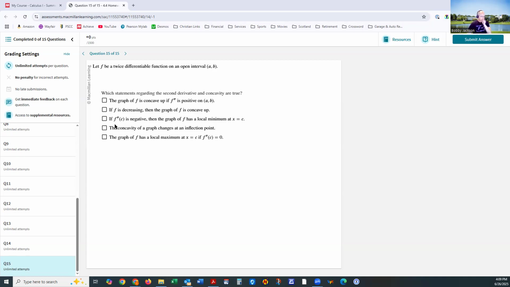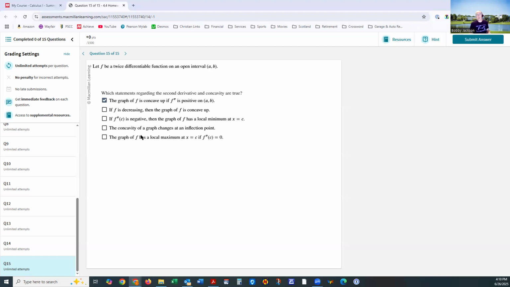Okay, let's look at the first one. The graph of f is concave up if f double prime is positive on the interval from a to b. Well, if f double prime is positive on the interval from a to b, that means the first derivative must be increasing, right? Because the second derivative is the derivative of the first derivative. And so that means the derivative is increasing on the interval from a to b. If the derivative is increasing, then the function is concave up. So this is a true statement.